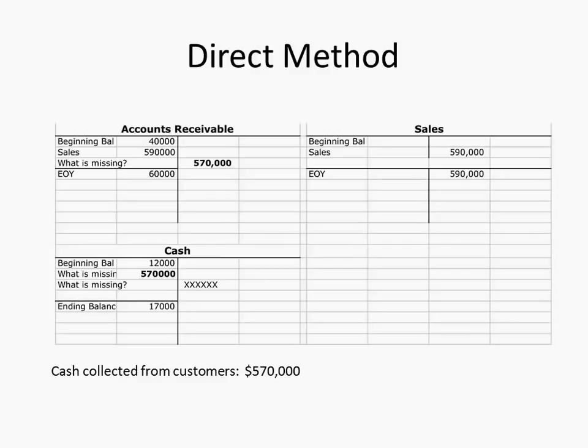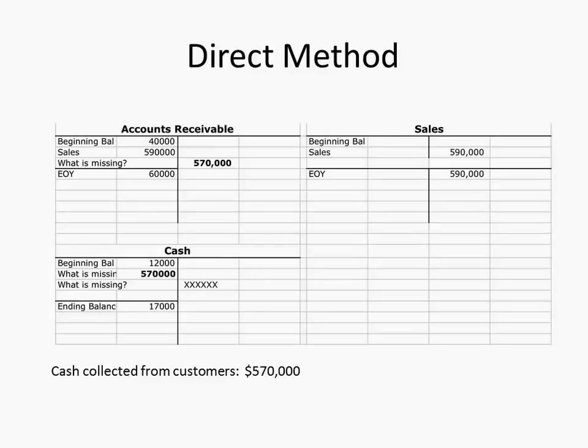Okay? Cash collected from customers is $570. In order to figure out cash collected from customers, the process is you have to look at the sales and find the related balance sheet accounts. Then you have to make an adjustment for whatever the related balance sheet account is telling you. In this case, accounts receivable went up, therefore cash collected is not that entire amount, it's less.